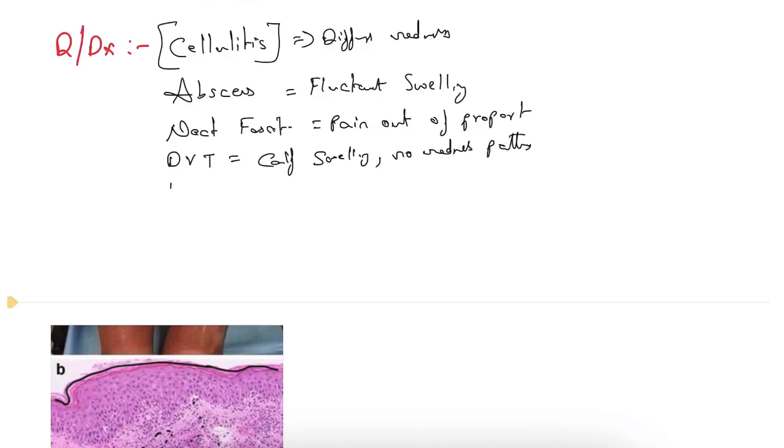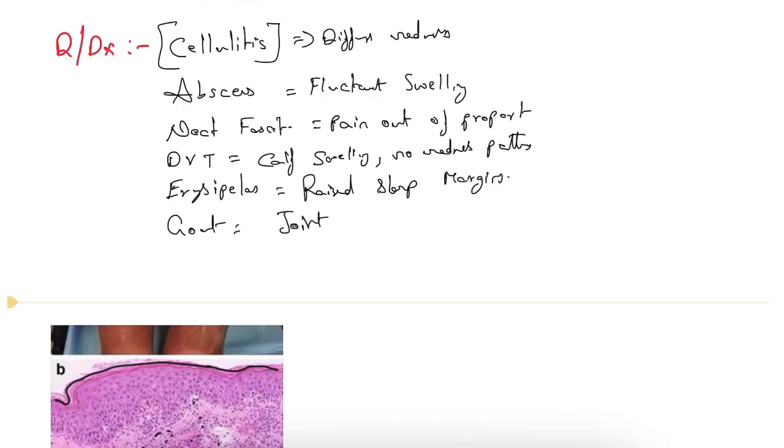Okay, next one we have another condition, that is erysipelas. Erysipelas means raised sharp margins. This is the main difference we can differentiate: erysipelas will have raised sharp margins, cellulitis diffuse margins. Okay, next we can see gout. In gout, we can see joint-centered inflammation. So these are the differential diagnoses we can give for cellulitis.